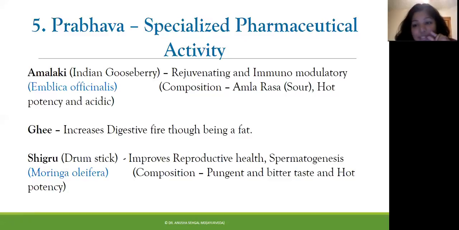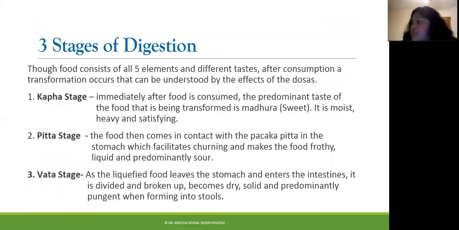If it is taken in small quantities. If it's taken in large quantities, it'll do the same thing. But if it's taken in small quantities, ghee can actually increase your agni as opposed to suppress your agni. Okay? And shigru, or drumstick, is another example, which is very ushnavirya, but again helps to increase the shukradhatu. Okay. So this was the last one I want to get to before we finish for today.